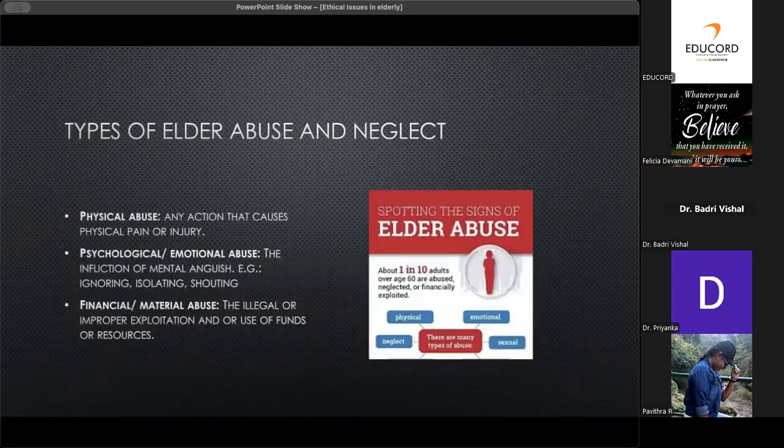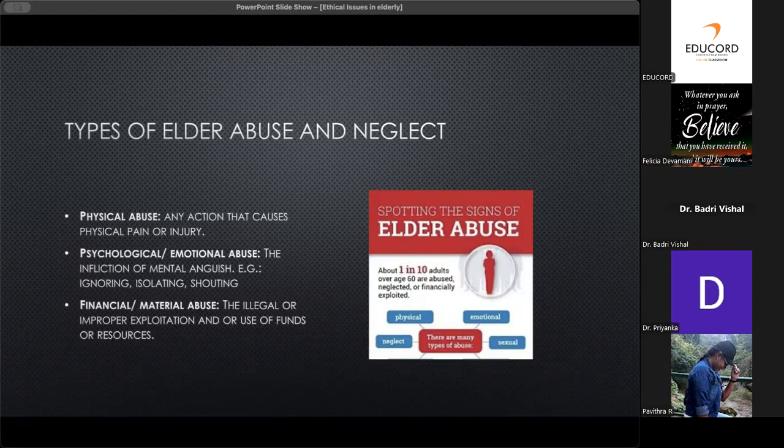Yes, sir. Yeah. So, types of elder abuse. The types can be physical abuse, psychological or emotional abuse, and financial or material abuse. Physical abuse is any action that causes physical pain or injury. Psychological or emotional abuse is the infliction of mental anguish: ignoring, isolating, shouting. All these things are a kind of psychological or emotional abuse which an elder is usually subjected to.